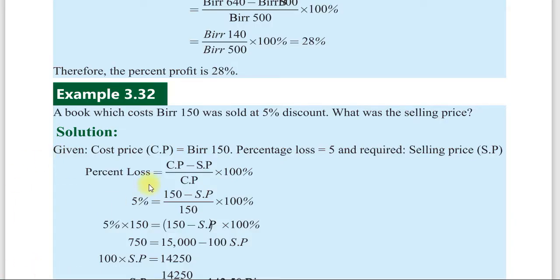So percent loss is equal to CP minus SP over CP times 100%. The percent is given as 5%, and what we are looking for is the selling price. So 5% is equal to 150 minus the selling price over 150 times 100%.